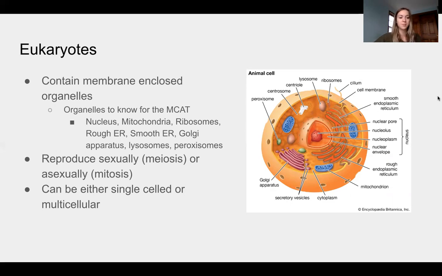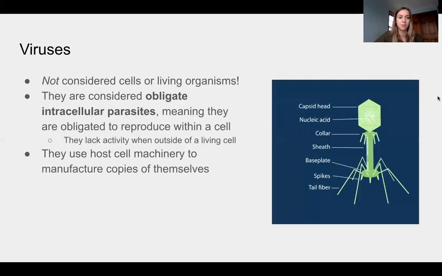yield on the MCAT. So these can reproduce either sexually or asexually. So meiosis is the means of sexual reproduction and mitosis is asexual. So eukaryotes obviously can be either single or multicellular. Obviously we are multicellular creatures, but they can survive on their own as a single-celled organism.